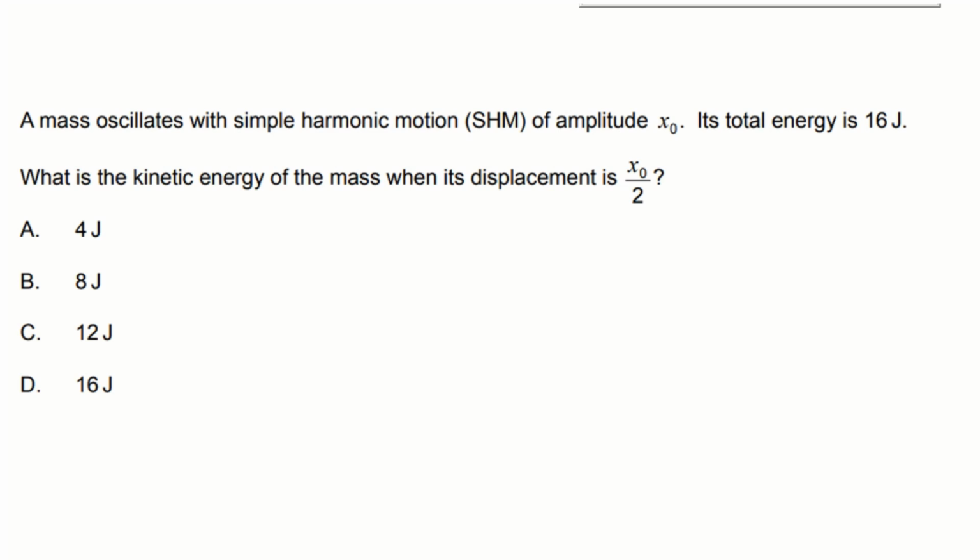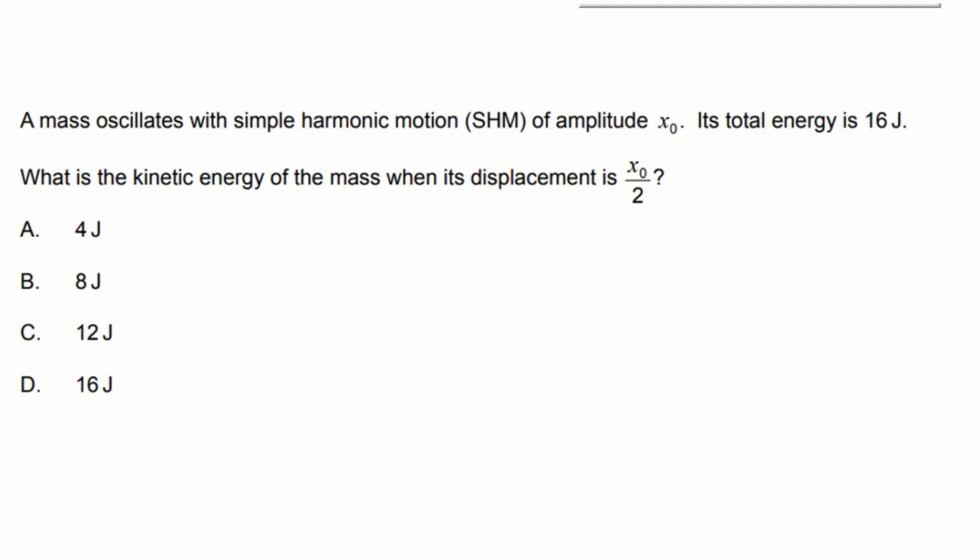Okay, here we are with an HL calculation question all about SHM. Let's go for it. Hopefully you've had time to look at the question. You're told the total energy is 16 joules, that's going to be important, and you're being asked what is the kinetic energy of the mass when its displacement is half of the amplitude.